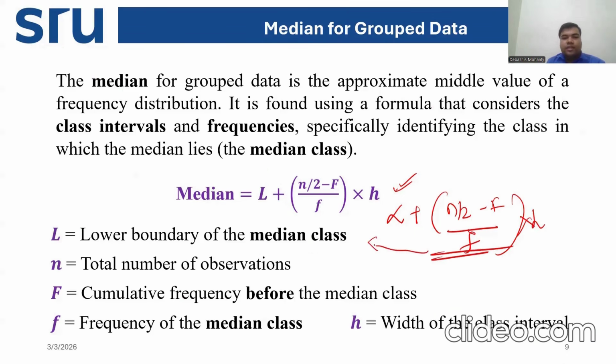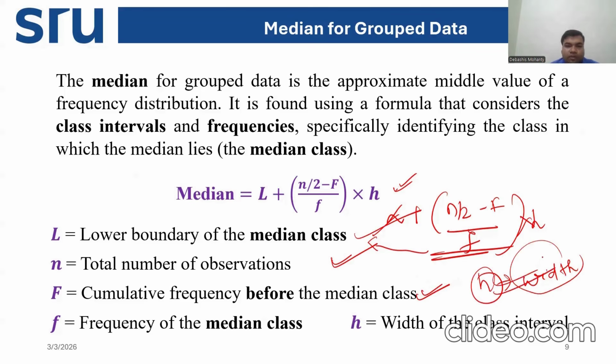Here capital L is the lower boundary of the median class. Small n is the total number of observations. Capital F is the cumulative frequency before the median class. Small f is the frequency of the median class. And h is the width of the median class. Okay, so these are the terms by which we can calculate the median of grouped data. Whenever any frequency is given with the interval, we can calculate the median. Okay, students. Next, we'll go to the problem.